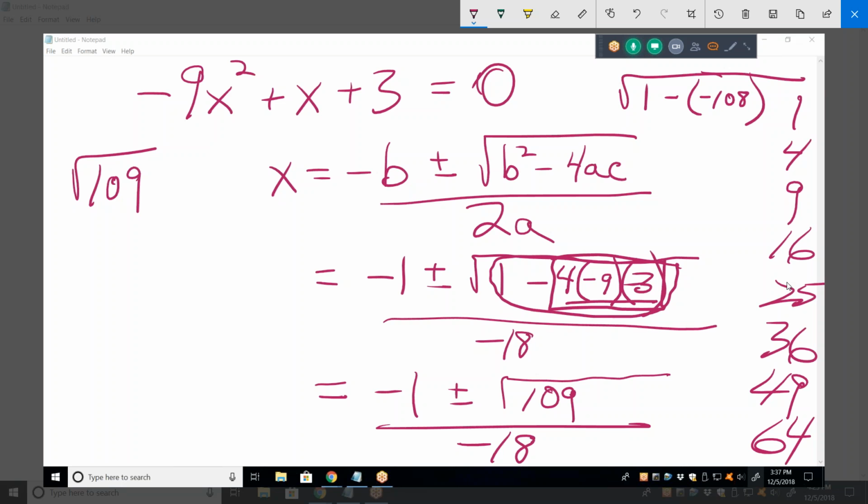So are any of those perfect square numbers factors of 109? I don't think so. You're right. They're not. None of them. Which makes that the answer. If you cannot find a perfect square number that is a factor, then it's simplified. Let's just talk about that for a second.